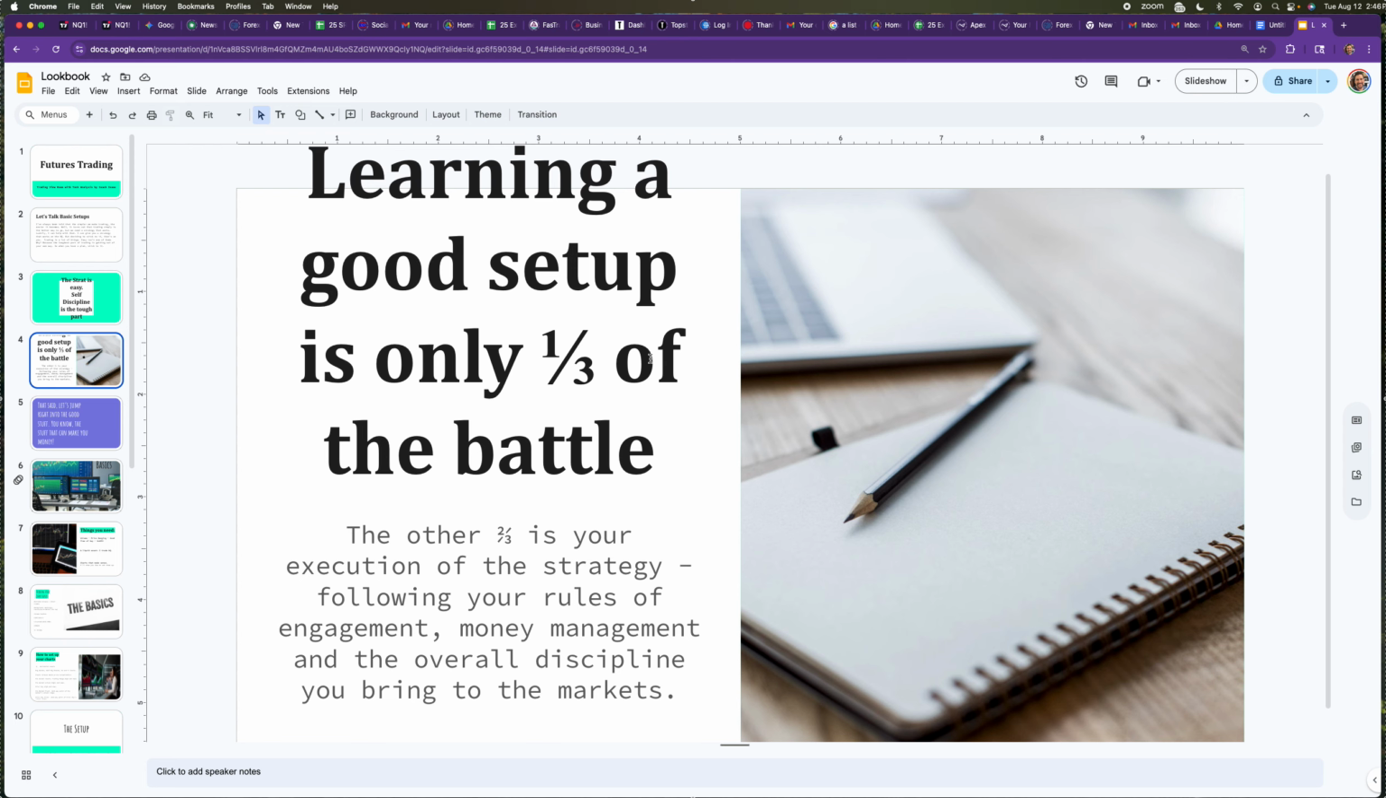So, again, the strategy is the easy part. Executing on the strategy, following the plan, following your rules, managing your money, managing your risk, bringing discipline to the markets, that's always going to be the hardest part. So don't get into this game if you don't think that you have at least a modicum of self control when the going gets tough. You have to have self discipline and the ability to follow your plan. Otherwise, this will never work for you.